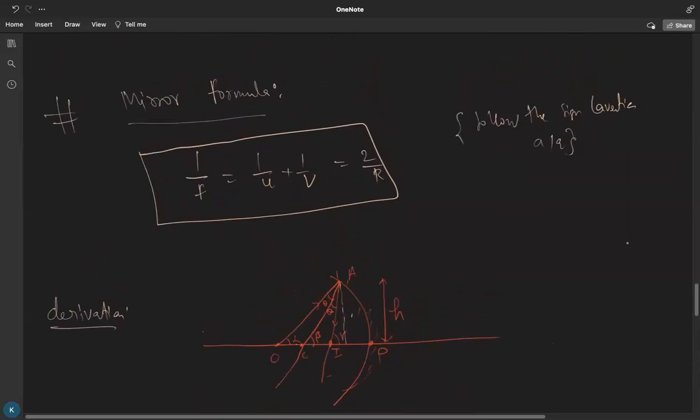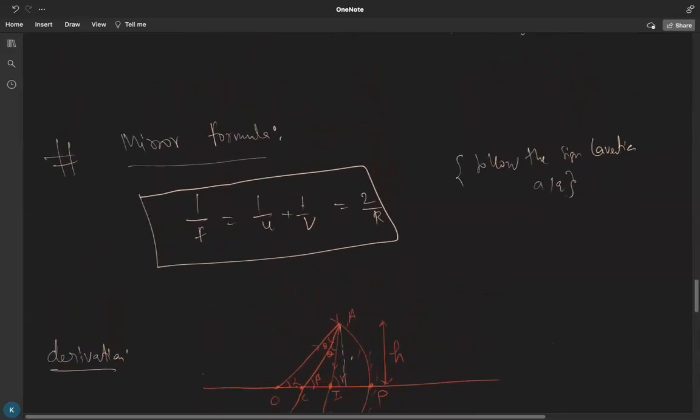Now I'm again telling about the mirror formula. The mirror formula is a relation between the object distance from the pole, the image distance from the pole, and the focal length. The relation is 1 by focal length is equal to 1 by u plus 1 by v, which is 1 by the distance of the object from the pole plus 1 by the distance of the image from the pole. Okay, so now how to derive this formula?